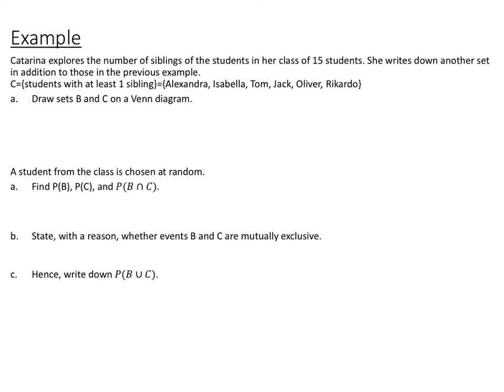So this next example continues from that first one. Katerina is exploring the number of siblings of students in her class. So now she has a third set, set C, which is students with at least 1 sibling. So we're looking at set B from the previous example, students with 3 vowels in their name, and this new set C. So I want you to draw a Venn diagram that represents set B and set C, and then find all these probabilities down here, deciding whether or not events B and C are mutually exclusive.